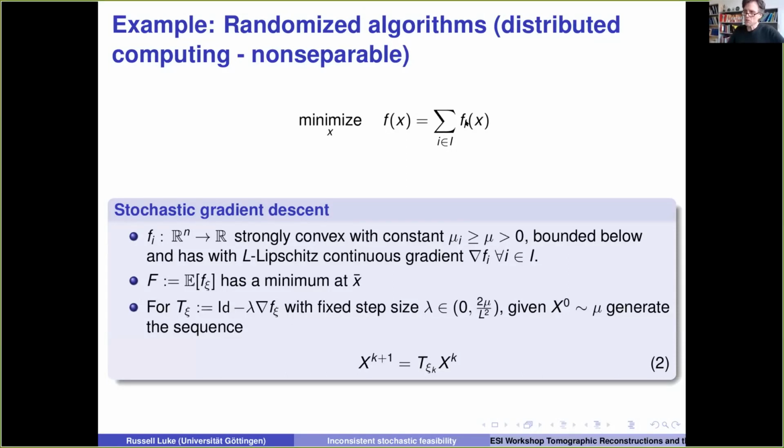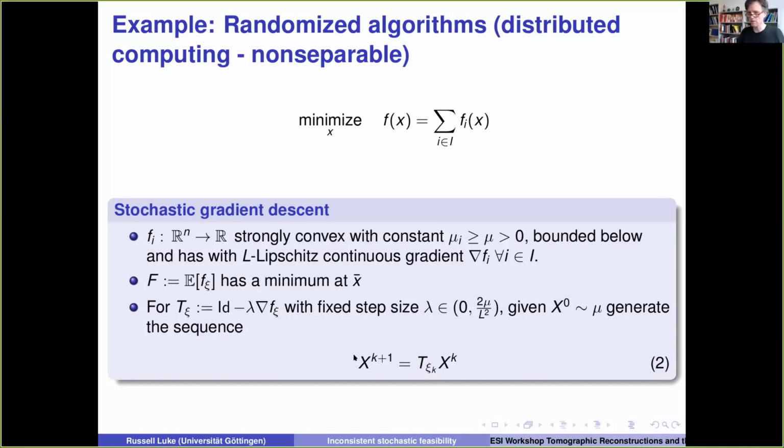Another big application in machine learning and large-scale optimization is solving very simple problems like this, just minimizing the sum of lots and lots of functions. And these functions are usually, in a lot of models, very nice: strongly convex with some convexity modulus mu, Lipschitz continuous gradients. Supposing that the expectation of this has a minimum at some point, then just random steepest descent. You pick one of those functions, take the gradient, and go in the descent direction with a step size that's governed by the modulus of strong convexity and the Lipschitz constant of the gradient.